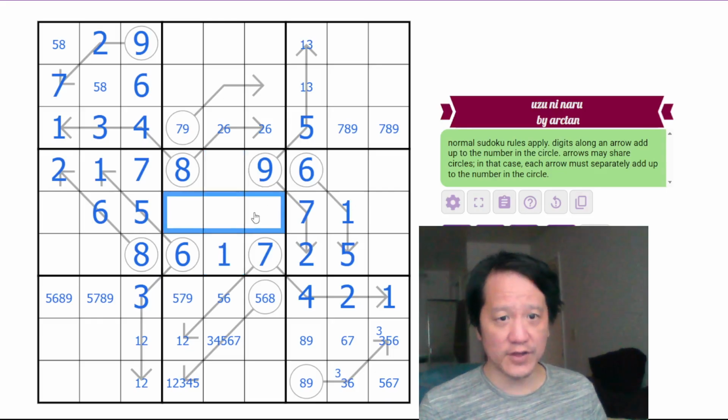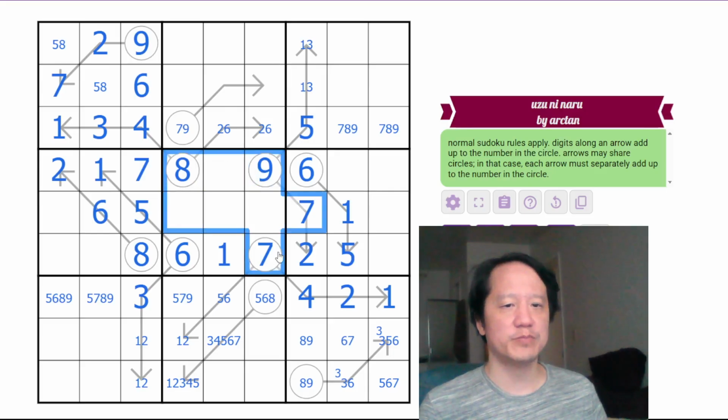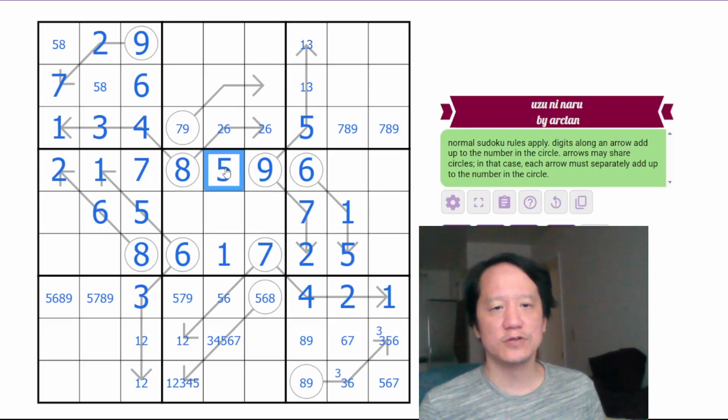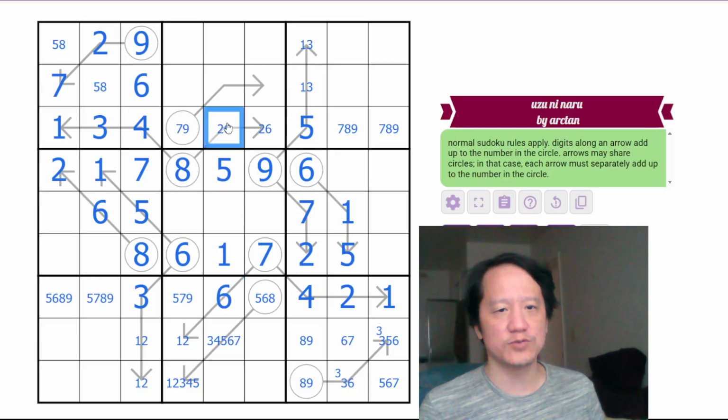Remaining digits, 5 can't be here. Where's 5 in this box then? It has to be here. So this 5 eliminates 5 here, so it's 6, which makes this 2 and 6. To add up to 7 here, this must be 6 and 1. 1 eliminates 1 here, so it's 2 and 1 here.